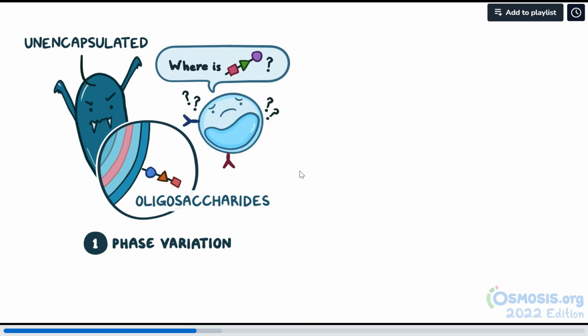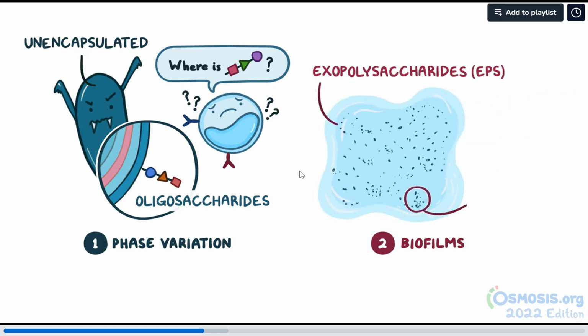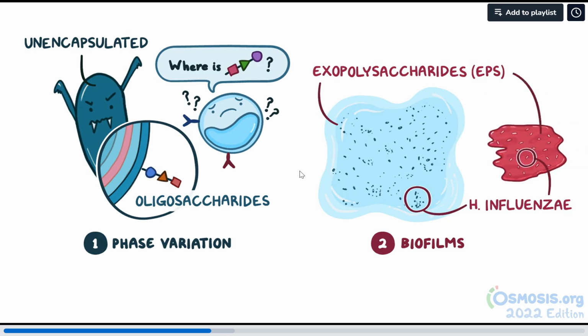Finally, unencapsulated strains have the ability to produce biofilms. A biofilm is basically a layer of goop-like material made of exopolysaccharides, or EPS, within which Haemophilus influenzae bacteria live and reproduce. Comparing a biofilm to strawberry jam, the seeds would be the bacteria, and the rest of the jam would be the EPS. The bacteria in the biofilm hide from the host's immune system and antibiotics.